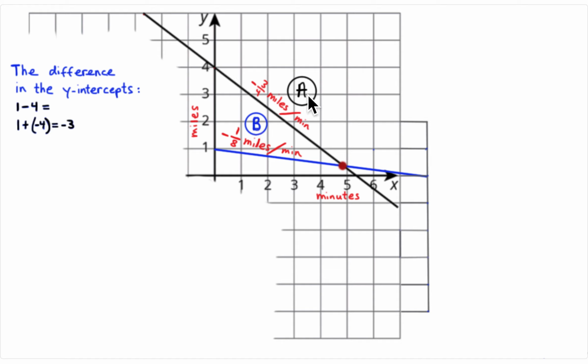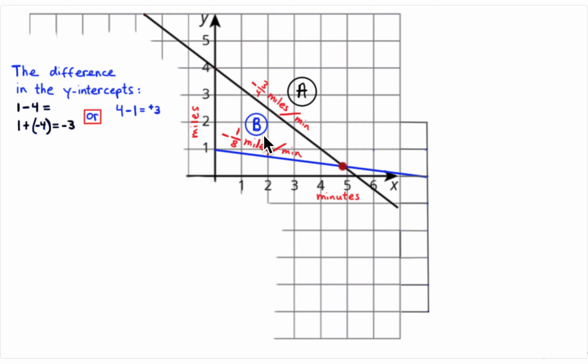So if you have the A point of view, then you're starting out 3 miles behind. So this 1 minus 4, this 1 mile minus 4 miles is a negative 3 miles. If you have the point of view of B, you're starting out 3 miles ahead. So this is 4 minus 1 is a positive 3 miles.